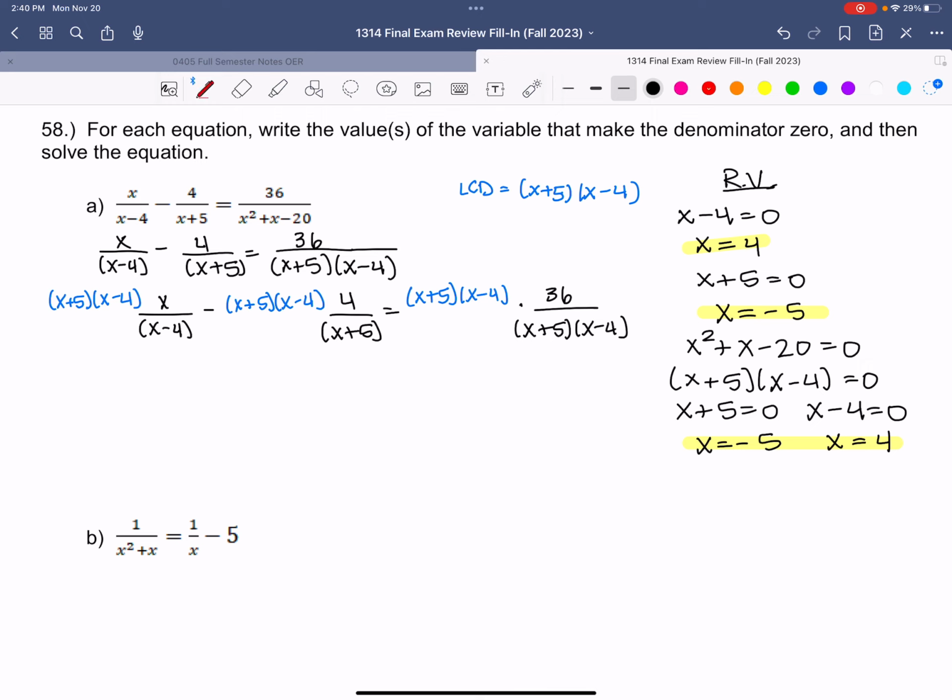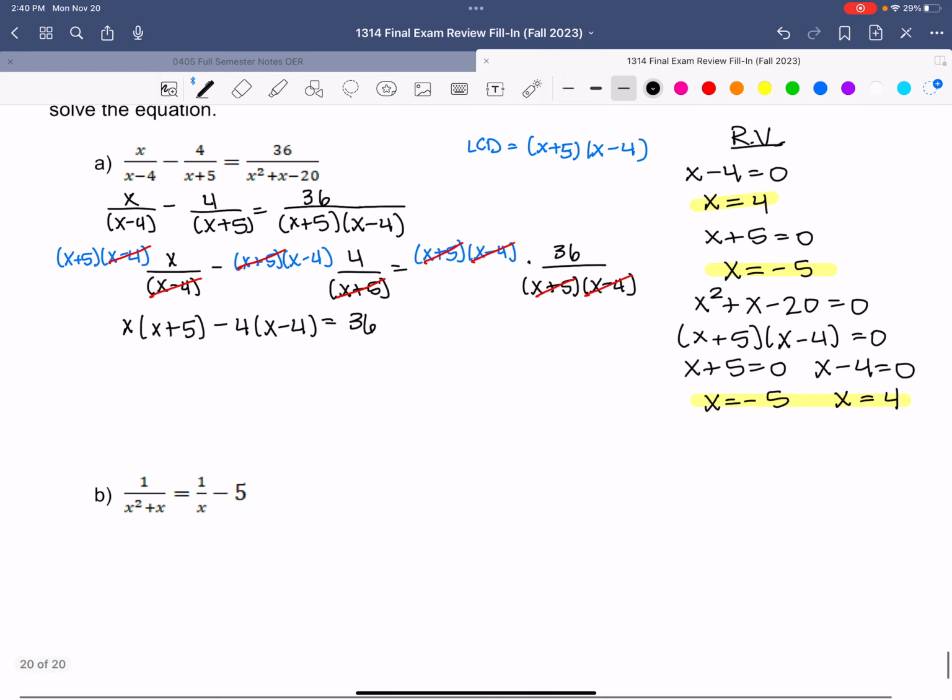Okay, now here's the best part, of course, that you get to cancel things, right? Like this cancels out, and then this cancels out. And when we say they cancel, what we're really saying is they divide to equal 1. So what we have left now is x times x plus 5 minus 4 times x minus 4 equals 36.